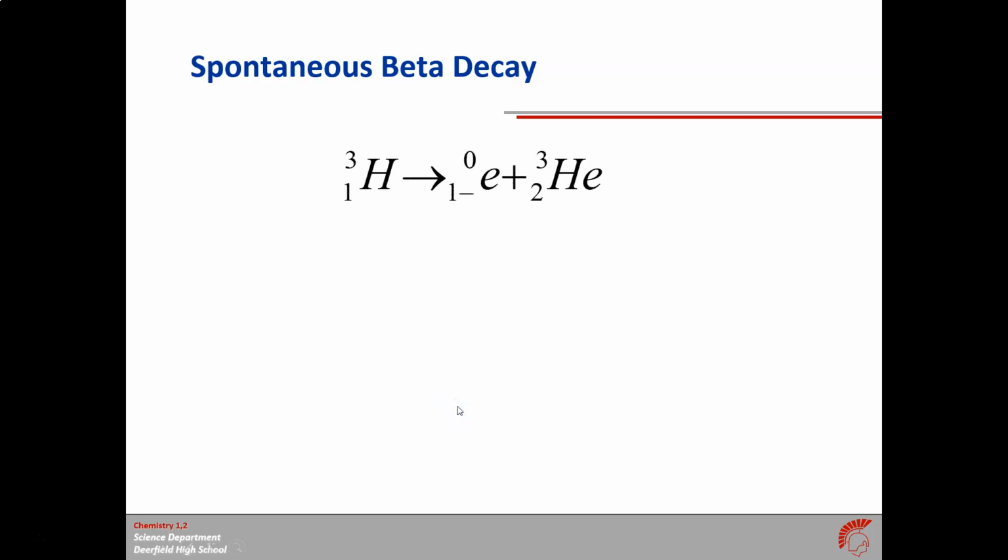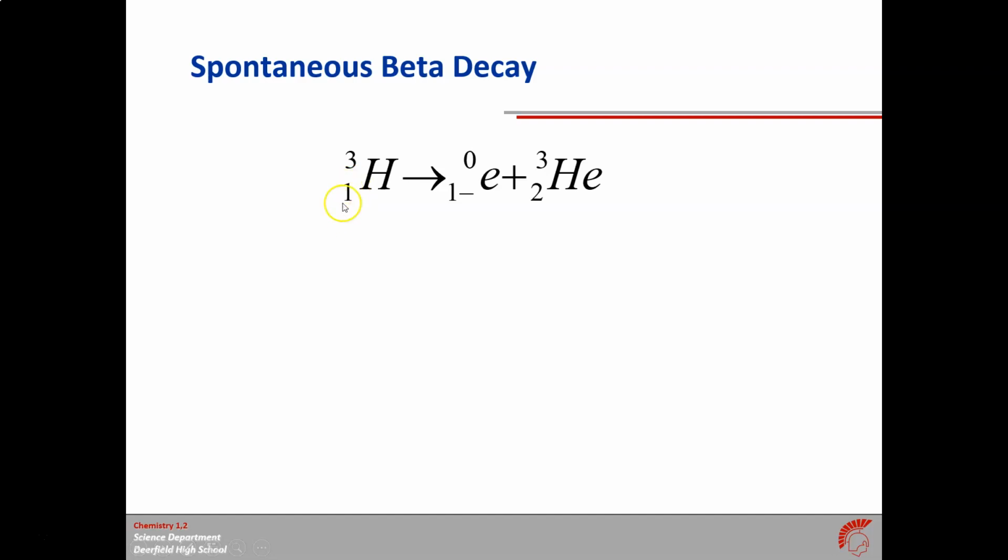So let's look at a spontaneous beta decay. So here's an example. Radioactive hydrogen, which is called tritium, has 2 neutrons and 1 proton. That's too many neutrons to be stable. So the atom wants to decay. Well, look what it does. It kicks out a beta particle, which is essentially an electron, from the nucleus. What? How can there be an electron in the nucleus? Well, let's look at the daughter isotope, the daughter product.